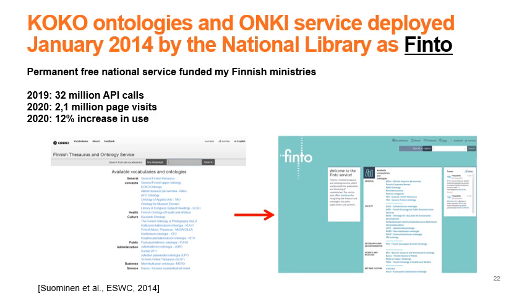In 2014, the ONKI concept and central parts of the ONKI service were deployed by the National Library and established as a new service, Finto. This is a permanent national free service funded by Finnish ministries. In 2019, 32 million API calls were made to the service, and last year there were more than 2 million page visits. The usage of the service is increasing. Last year the increase was 12%.